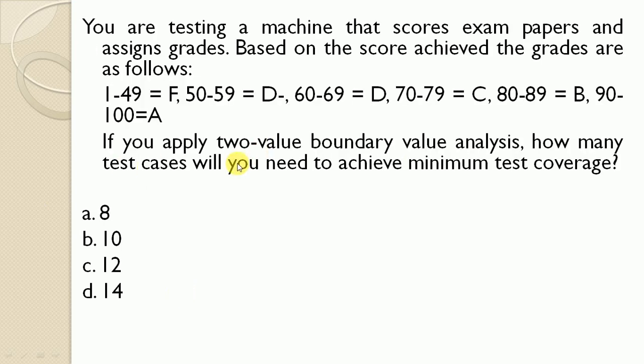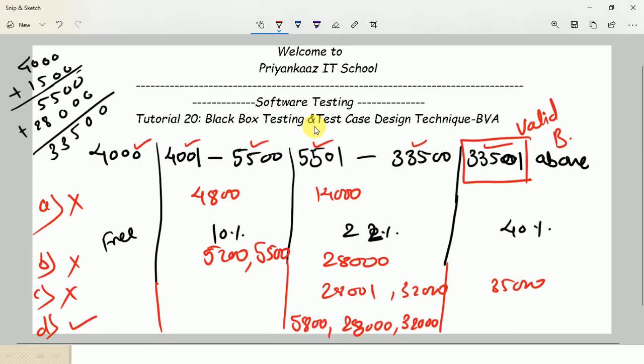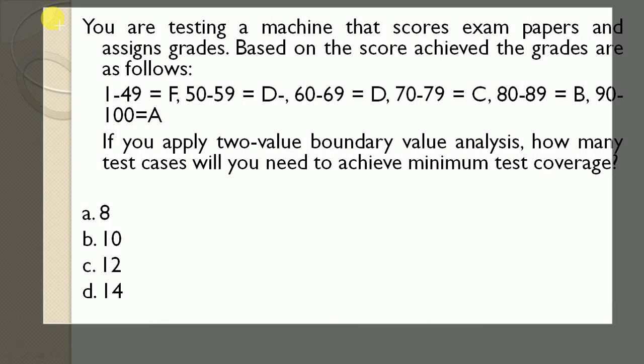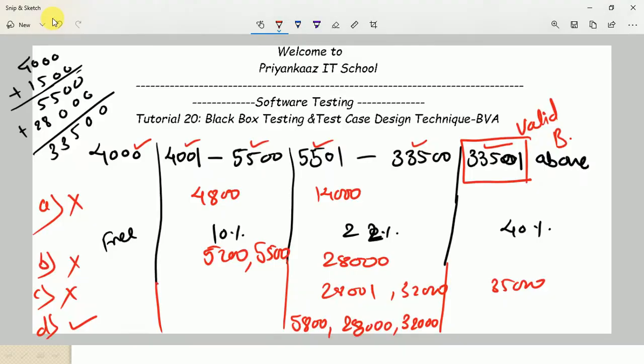Again, interesting one. Okay, you are testing a machine that scores exam papers and assigns grades based on the score achieved. The grades are as follows. So again, guys, the scenario can be anything. Okay, but you just need to prepare your classes and the partitions so that you identify the boundaries. Okay, so very straightforward, boundaries are given here. Let me just go for boundary value analysis. In this case, I will simply capture another scenario. Suppose this is my question. Okay, now let me show you directly on this particular page.